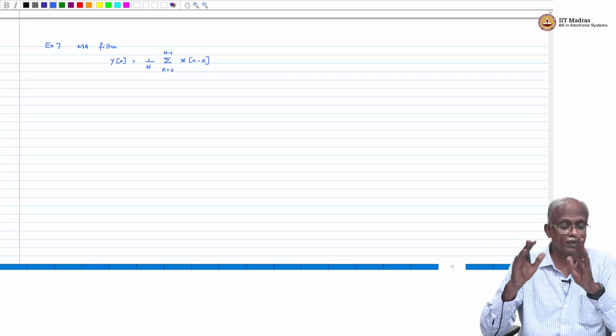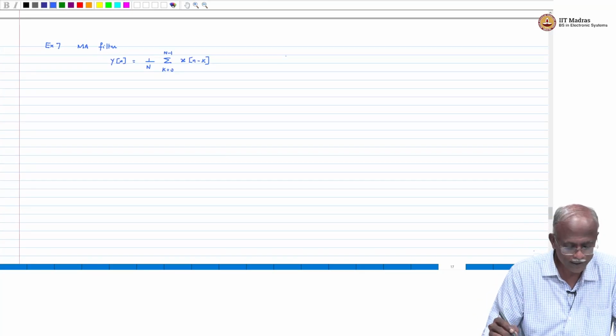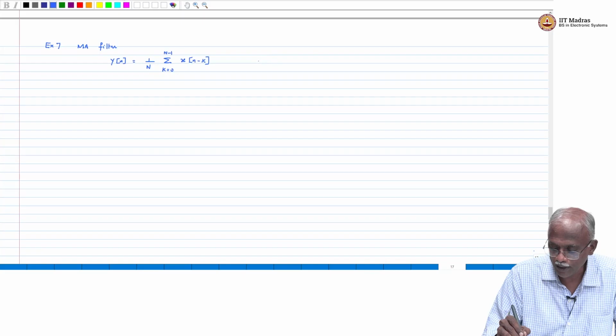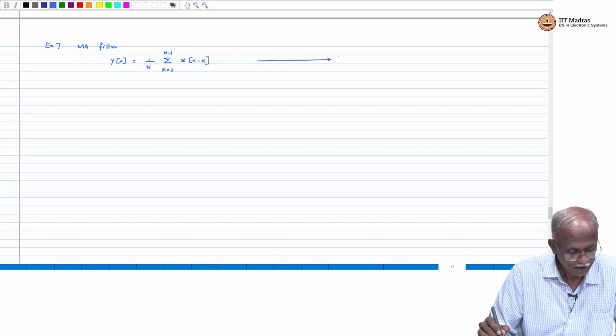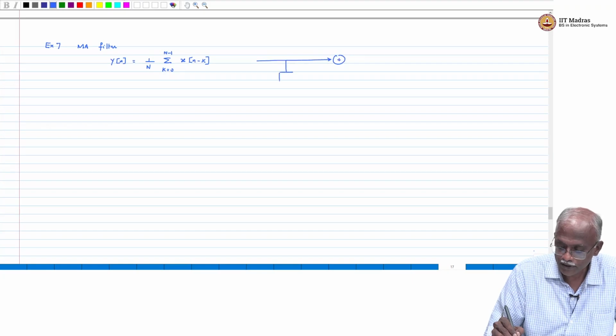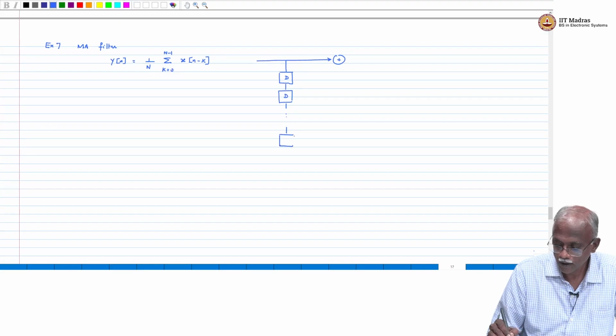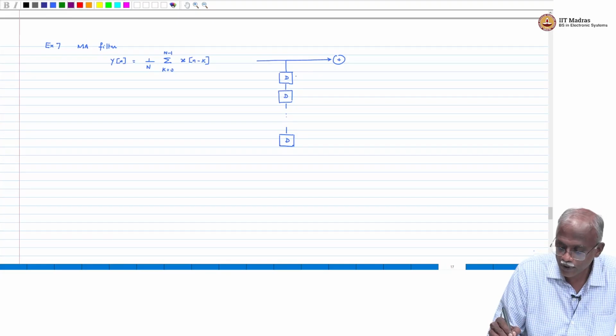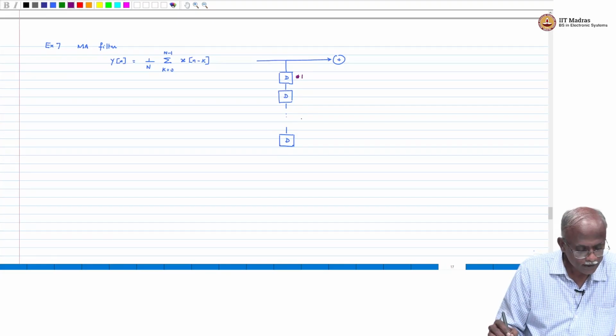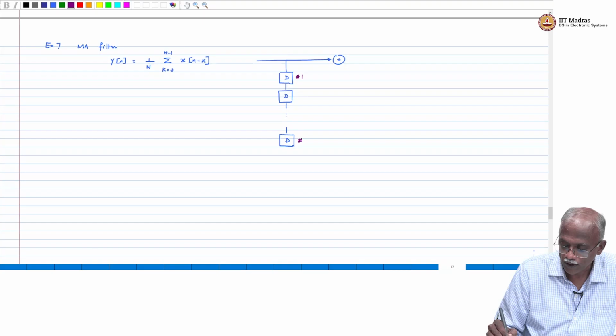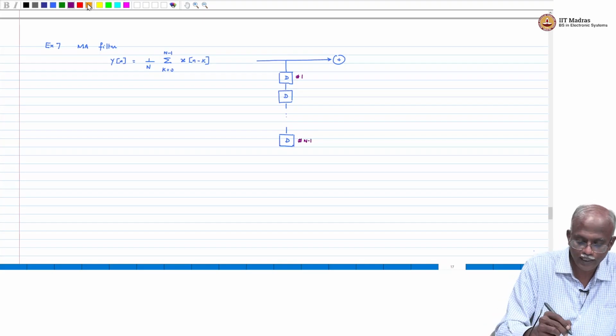Remember how to represent difference equations. This will be the structure that you will obtain for me. Okay, so there is a summation. You have a string of delays. So, this is delay number 1, this is delay number N minus 1. I need a total of N minus 1 delays.